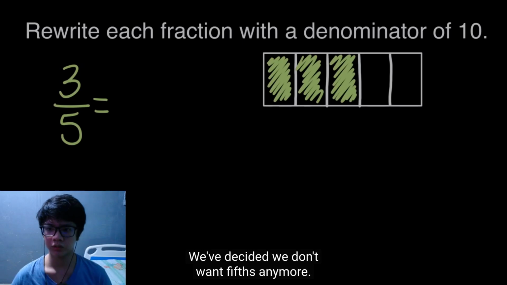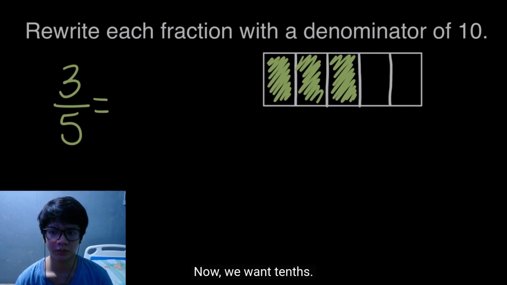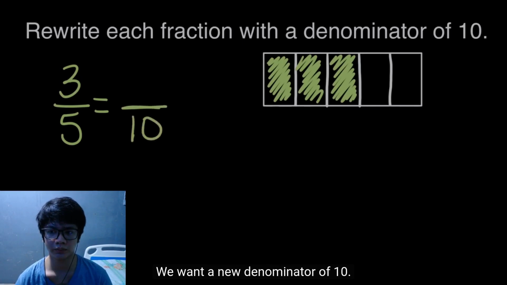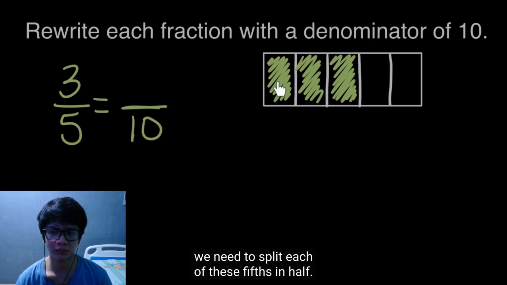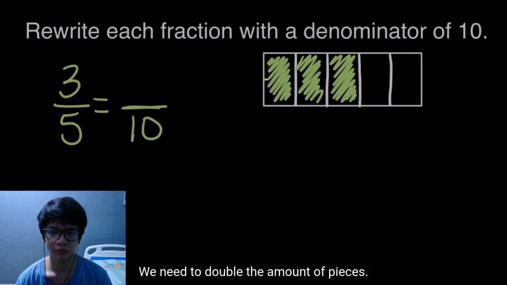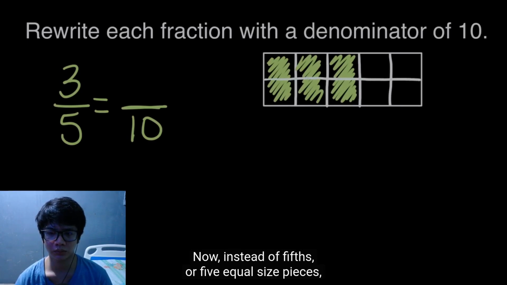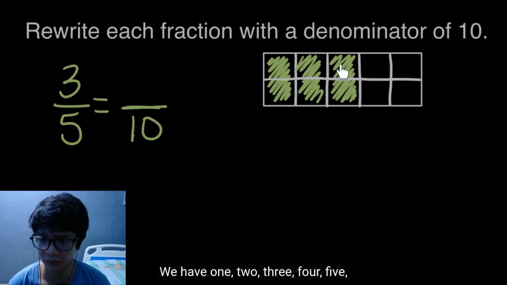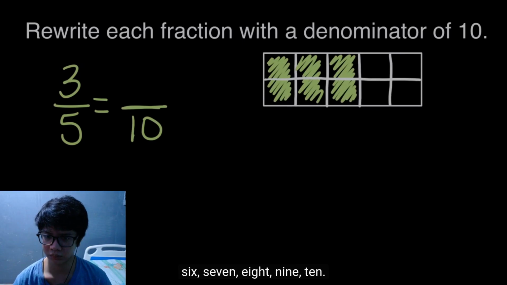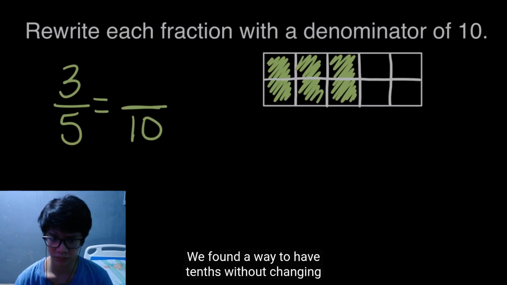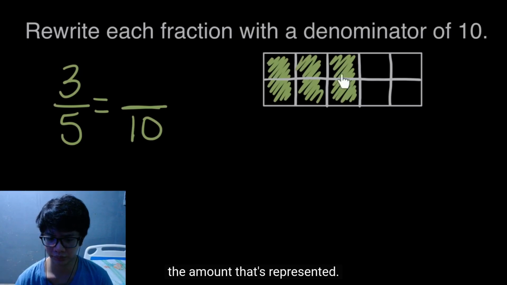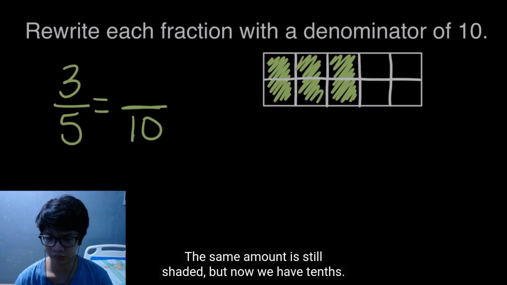But we've decided we don't want fifths anymore. Now we want tenths. We want a new denominator of 10. So to change this fraction to be tenths, we need to split each of these fifths in half. We need to double the amount of pieces. So we can do that here. And now, instead of fifths, or 5 equal-sized pieces, we have tenths. We have 1, 2, 3, 4, 5, 6, 7, 8, 9, 10. So we found a way to have tenths without changing the amount that's represented. The same amount is still shaded, but now we have tenths.